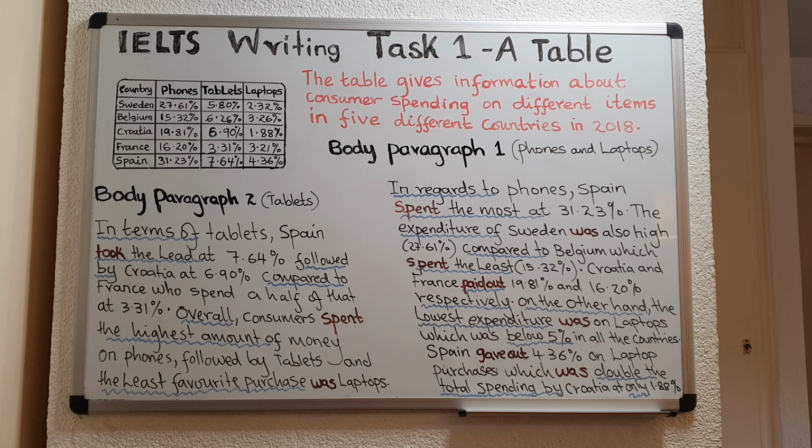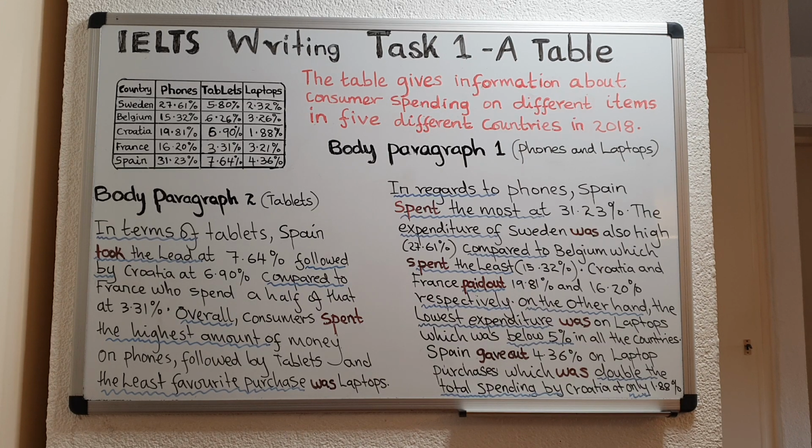Sweden has 2.32%. Belgium has 3.26%. Croatia has 1.88%. France has 3.21%, and Spain has 4.36%. You notice all those percentages are below 5%. That's why I said, on the other hand, the lowest expenditure was on laptops, which was below 5% in all the countries. So that is also a very good way of describing the data when you're writing your report, okay?